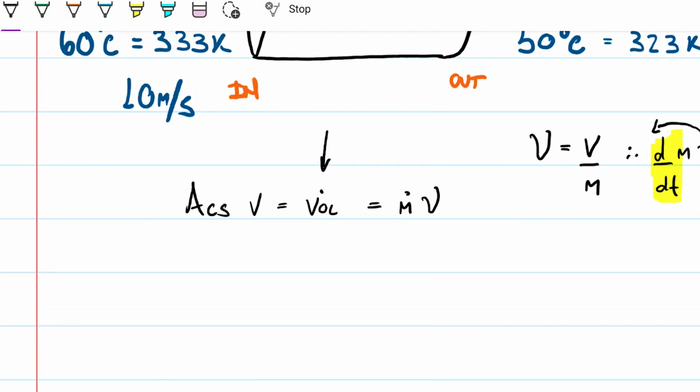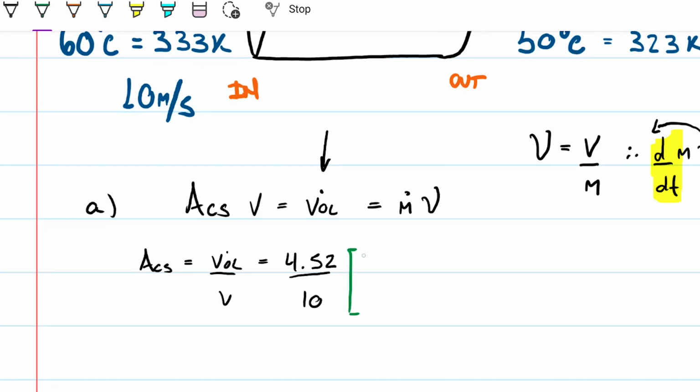Okay, so part A, what is the cross-sectional area? Well, the cross-sectional area will simply be the volumetric flow rate divided by the velocity. The volumetric flow rate is 4.52, and we're dividing that by the 10 meters per second of the inlet. But when I look at the units, I note that I have meters cubed per hour, and down here, meters per second.